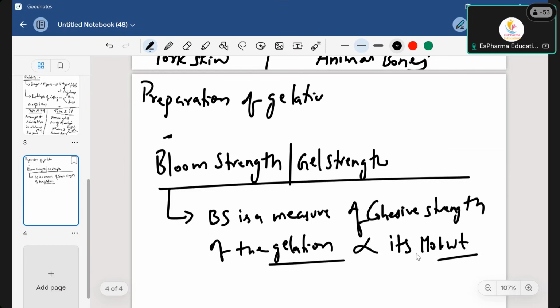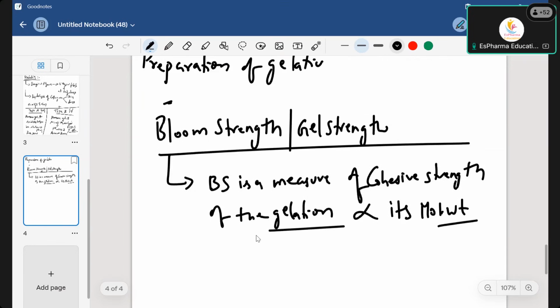For example, whatever polymer you take, the polymer's cohesive strength depends upon the molecular weight. In the case of gelatin, which is used to prepare capsules, it is mentioned as bloom strength. You understood? Now let's see what the definition of bloom strength is. Keep the definition of bloom strength.